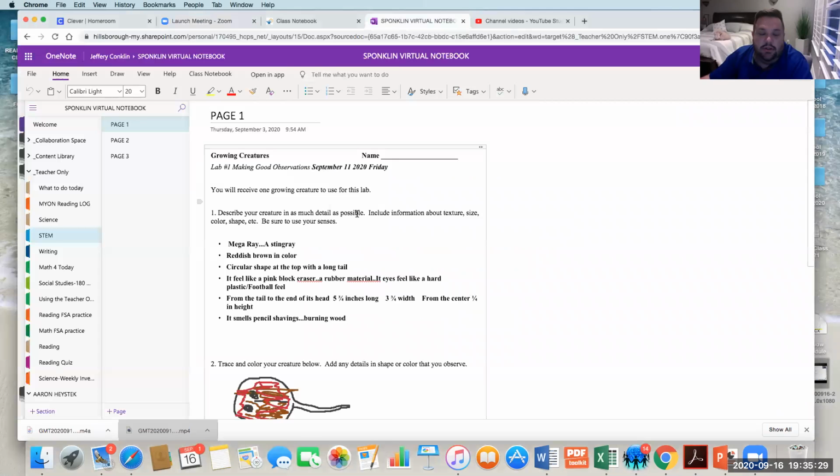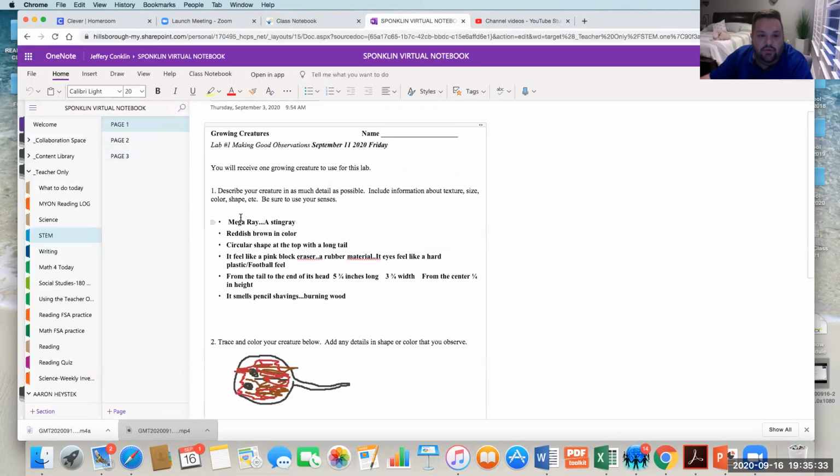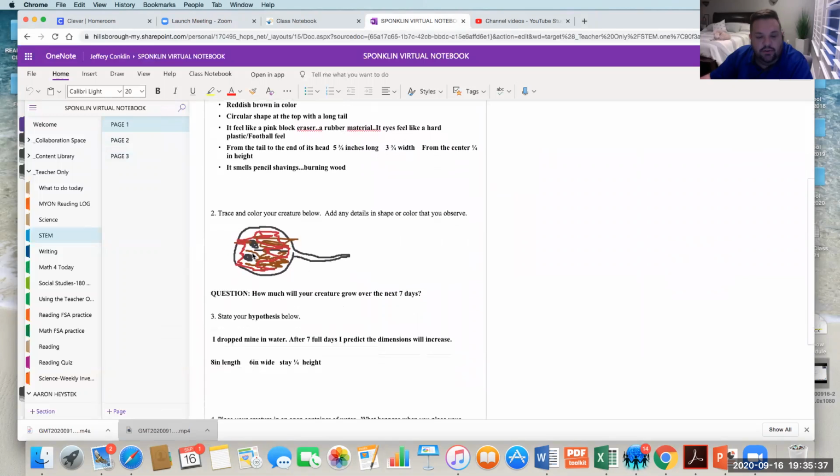Oh, hey guys, wanted to give you a quick example of what your STEM notebooks should look like right now. You guys have page 1 and 2. You should have written in your description before you dropped it. You should have entered in a picture. This was before Mr. Spina and I figured out how to take pictures.